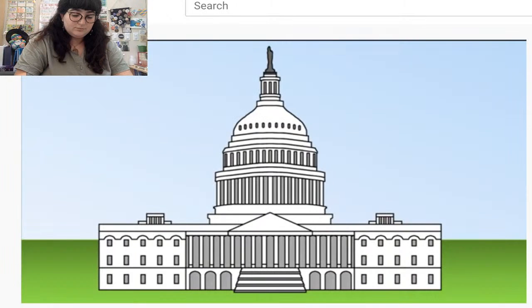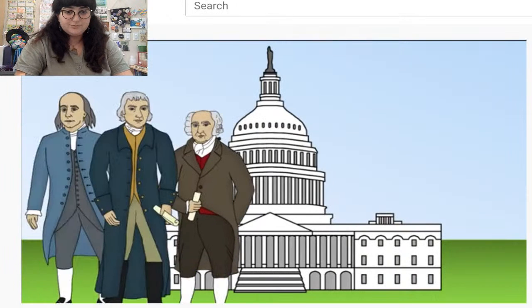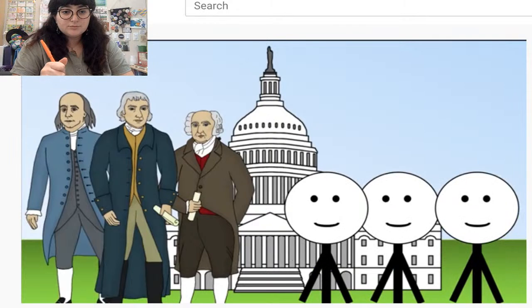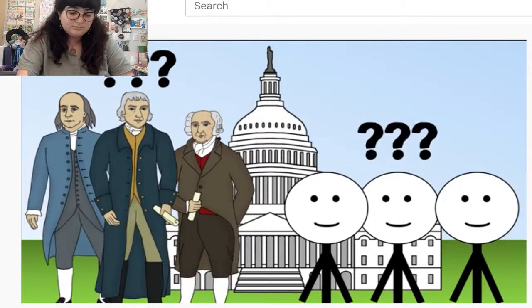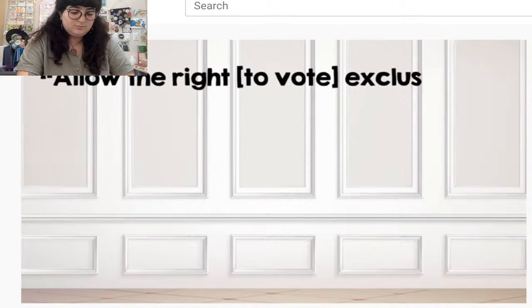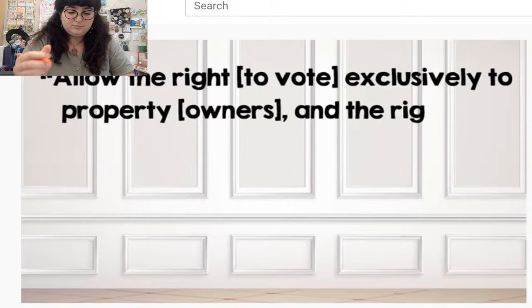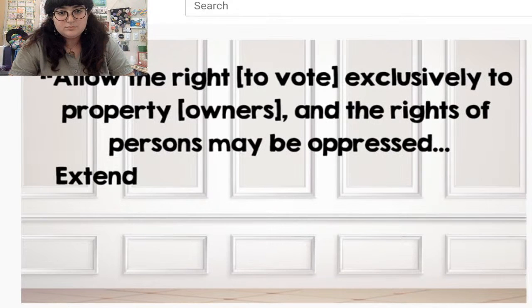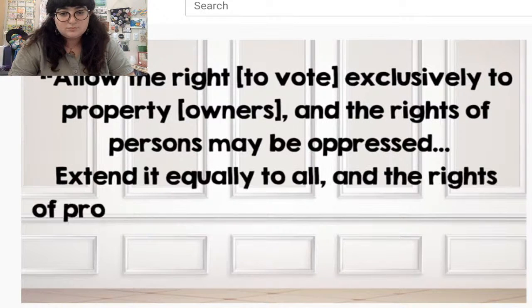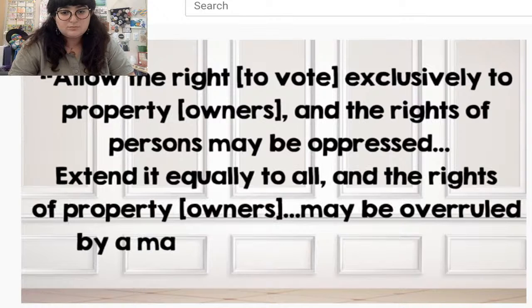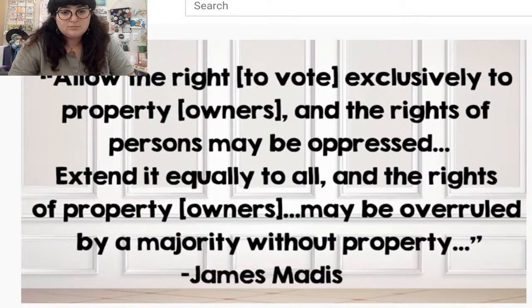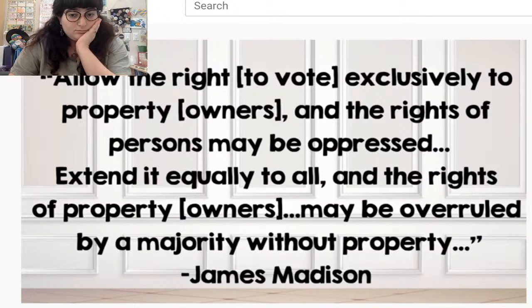While they wanted to ensure that the power of government came from the people, they struggled with determining exactly who qualified as the people. As James Madison said, allow the right to vote exclusively to property owners, and the rights of persons may be oppressed. Extend it equally to all, and the rights of property owners may be overruled by a majority without property. It was quite the early conundrum. They ultimately decided to leave the decision up to individual states.